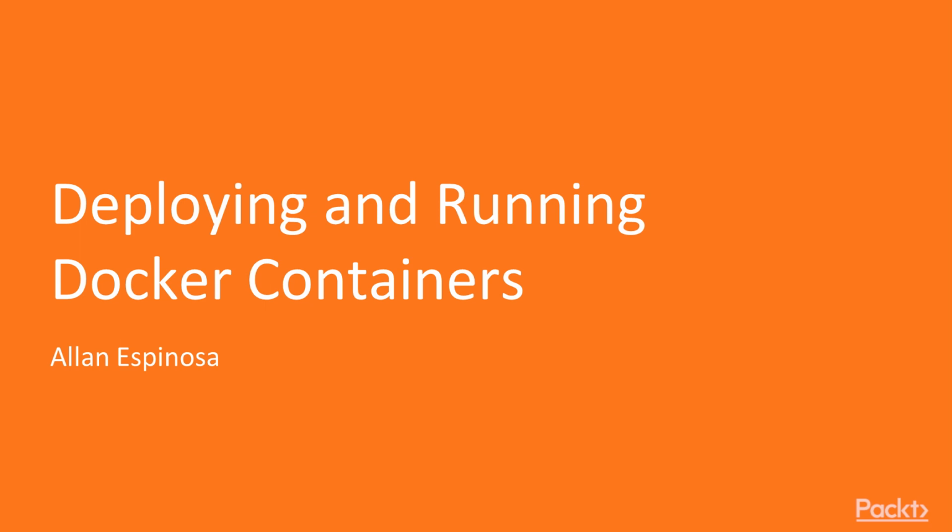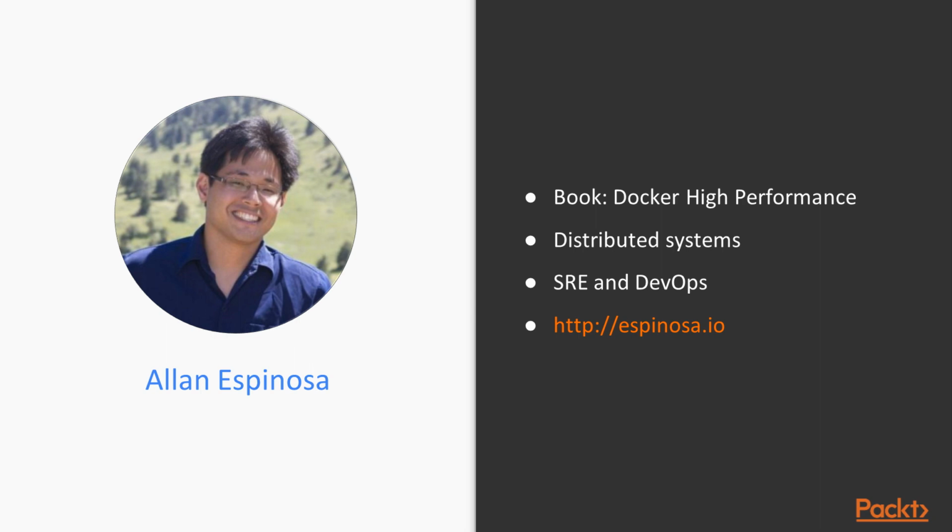Let us begin with a quick background about our instructor. Allan Espinosa is the author of the book Docker High Performance by Packt Publishing. He has extensive distributed systems experience and has worked on supercomputers, startups, and enterprises. Allan is currently working as a site reliability engineer, managing large systems, and applies most DevOps practices from the industry. He can be reached as @Allan Espinosa on Twitter and espinosa.io for his blog.